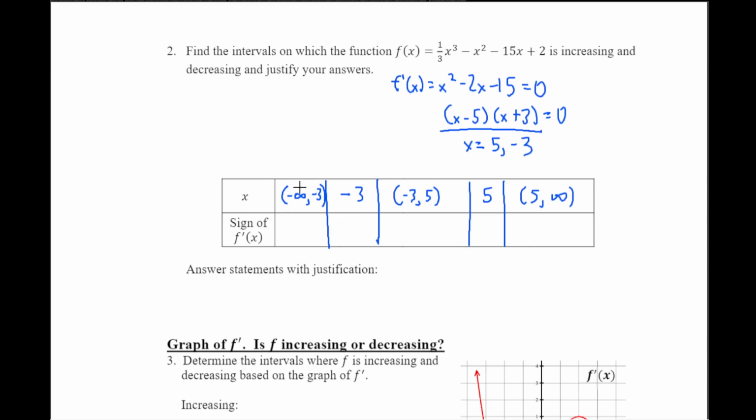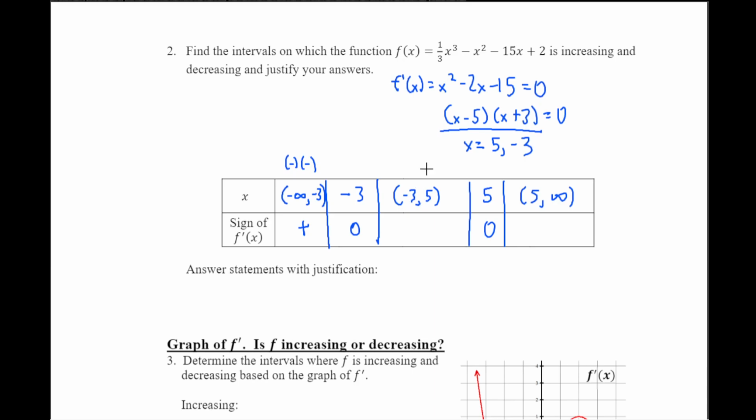If you plug in a negative 6, negative 6 minus 5, that's a negative number. And then over here, negative 6 plus 3, that's a negative. So you have a negative times a negative will get you a positive right here. Let me write these zeros here. So between negative 3 and 5, let's just pick 0.